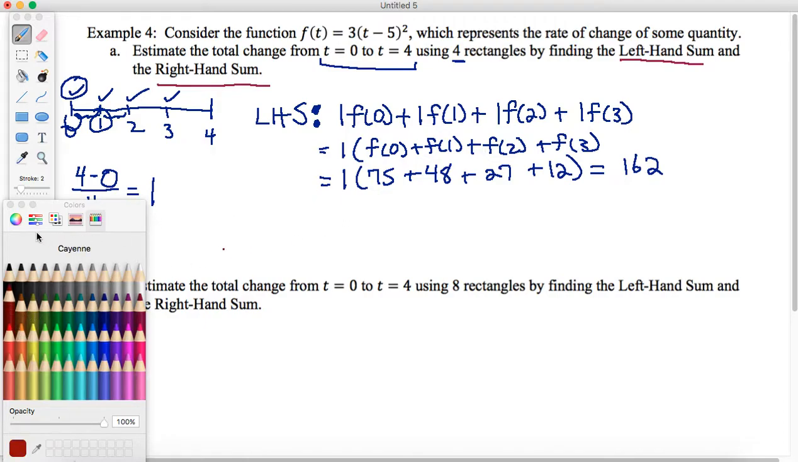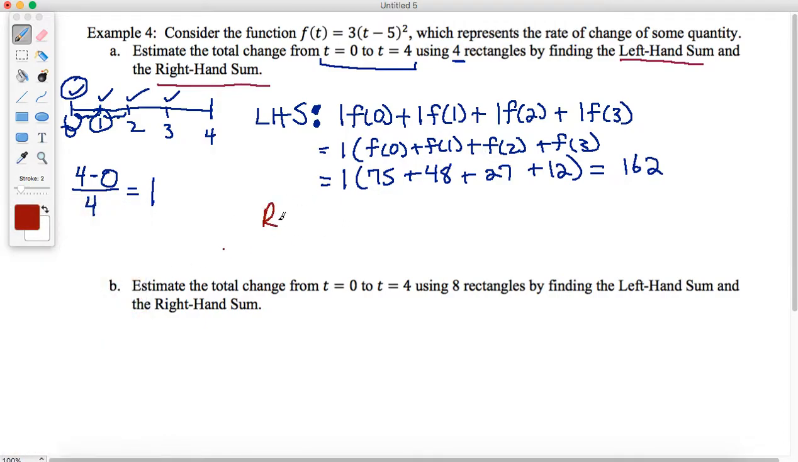Now I'm going to calculate my right-hand sum. It's going to give me the total change, but I'm going to leave off the left-hand endpoints and use these t values here. My width is still 1 unit long, right? From here to here is 1 unit, here to here is 1 unit, here to here is 1 unit. And so I'm going to have 1 times, not f of 0 like I did with my left-hand sum, but f of 1.